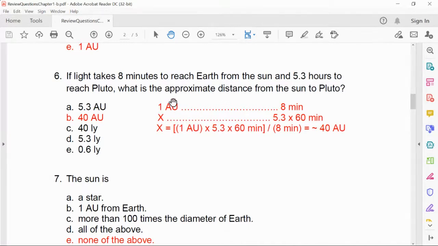You know that the distance between the Earth and the Sun is 1 AU, and light takes 8 minutes to travel 1 AU. So what is the distance between the Sun and Pluto if light takes 5.3 hours? I have to convert that into minutes, so I multiply by 60 minutes. Now we do cross multiplication here, so x equals 1 AU times 5.3 times 60 minutes divided by 8 minutes, and it will give you 39 point something, which is roughly 40 AU away.